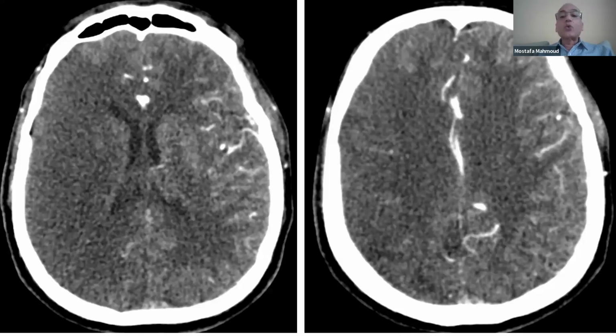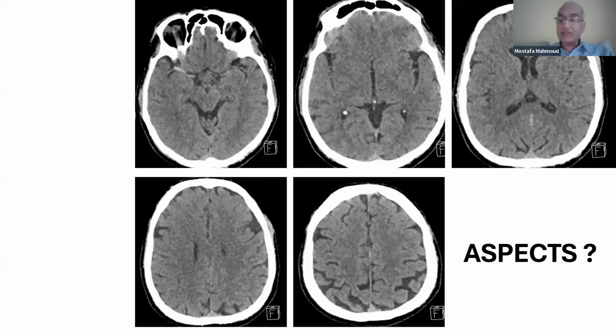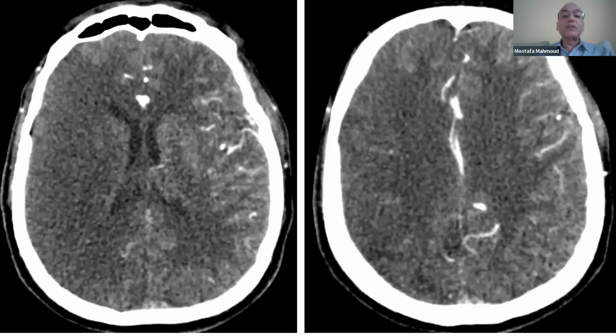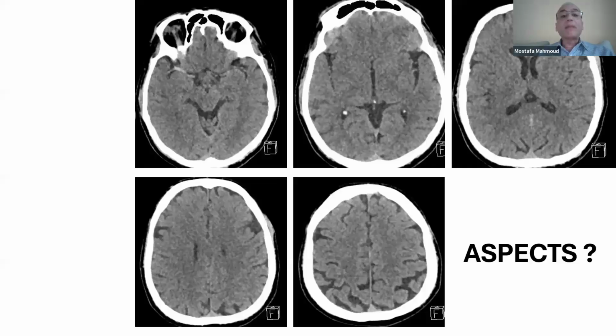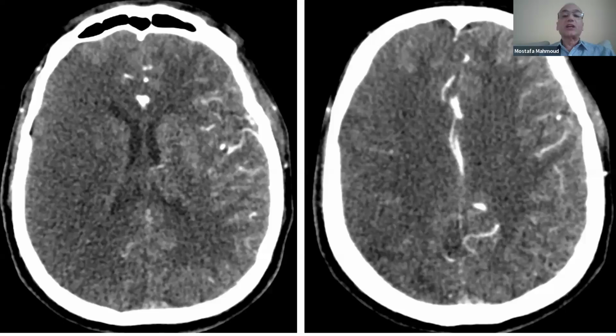And this is the source image CTA. What do you think? It's already gone. It is a low ASPECTS score as compared to the plain CT. Look at the plain CT here and the matched defect in the CBF, CBV, and the source image CTA. Great discrepancy between the plain CT, which shows subtle changes, as compared to the source image CTA.